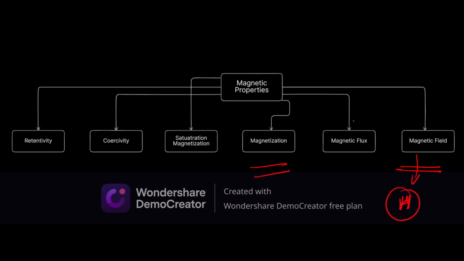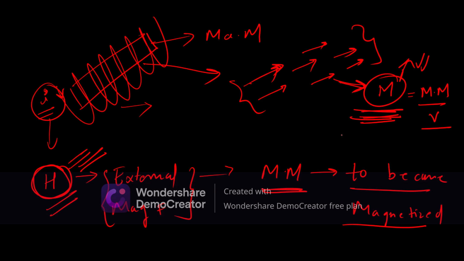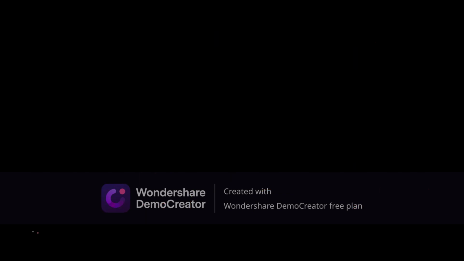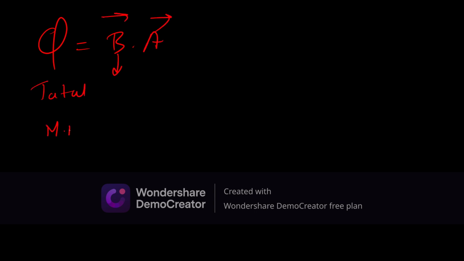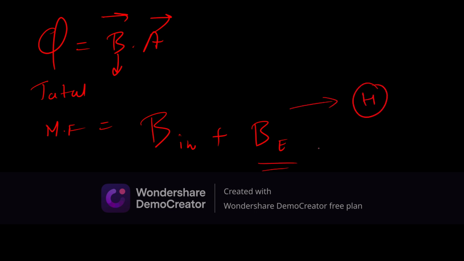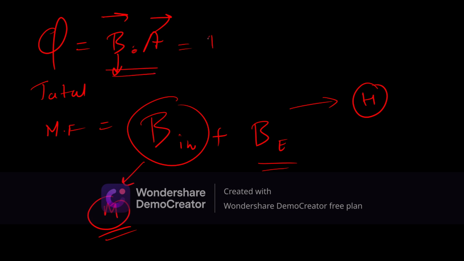And the next term is magnetic flux. So what is magnetic flux? Magnetic flux is B dot A, where B is the total magnetic field, which is the combination of B internal plus B external. As I told you, B external is nothing but H, the external magnetic field, and B internal is magnetization, which is coming due to the magnetic dipole arrangement. And these two are B dot A, so it's a dot product. If you open the dot product, you will get B A cos theta.